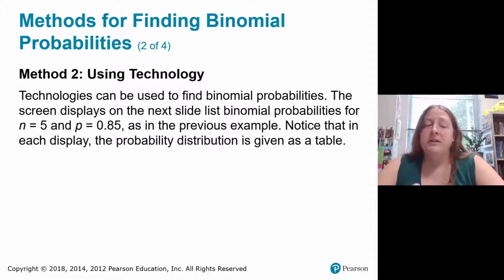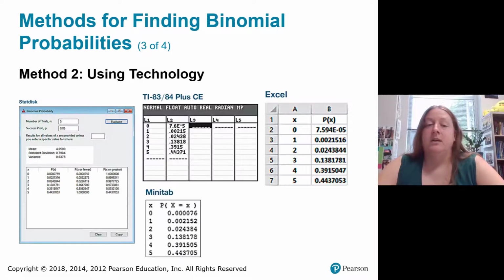So we're going to notice that in each of the displays, we're still going to be looking at this n equals 5, the probability of success is 0.85 deal. So in each of the displays, the probability distribution is given as a table. So we have the option of StatDisk. It prints out the table, and TI-83s and 84s can give you a table. Excel can give you a table. Minitab can give you a table.